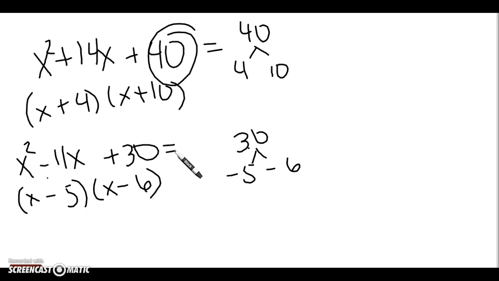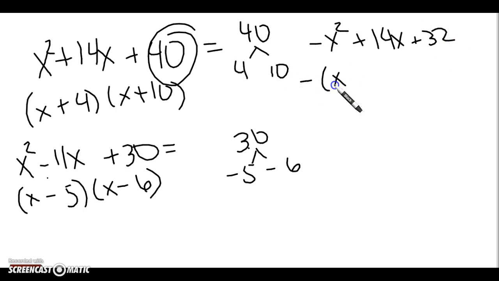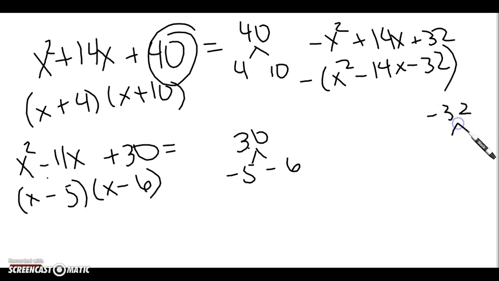Okay? And then last, I have negative x squared plus 14x plus 32. I'm going to factor out that negative, and all my signs inside will change. And so I have a negative 32. Factors of negative 32. I have negative 16 and positive 2. Oh, luckily I can stop there. So negative 16 and positive 2 equal negative 14.